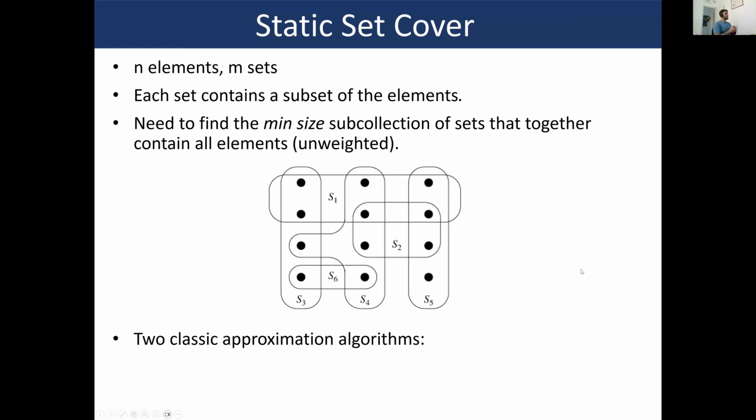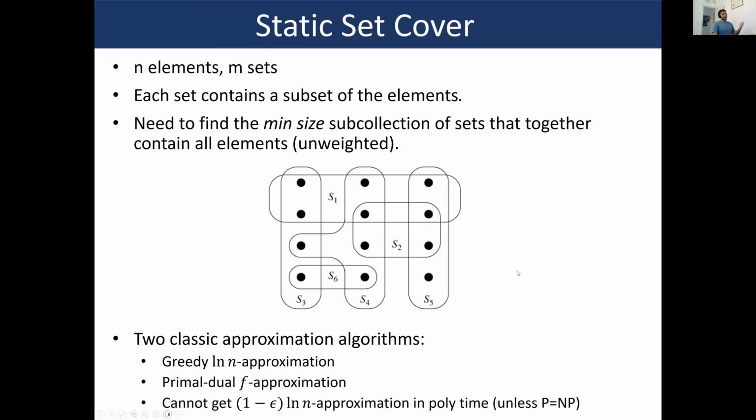And there are 2 classic approximation algorithms for the static set cover problem. We have a greedy algorithm that gives a ln n approximation, which will be the main focus today and in our paper as well. And there's a primal dual algorithm that gives an f approximation. And we believe that we cannot get better than a ln n approximation in sub-exponential time unless P equals NP.